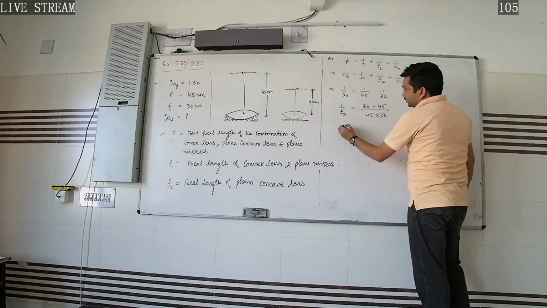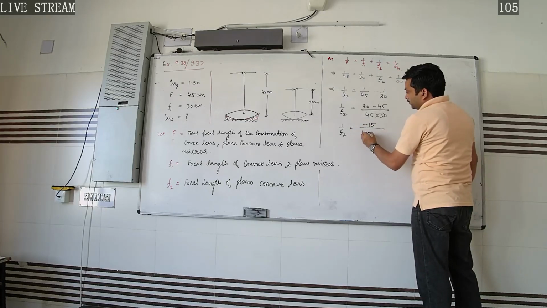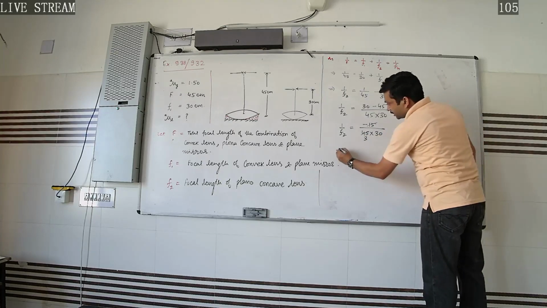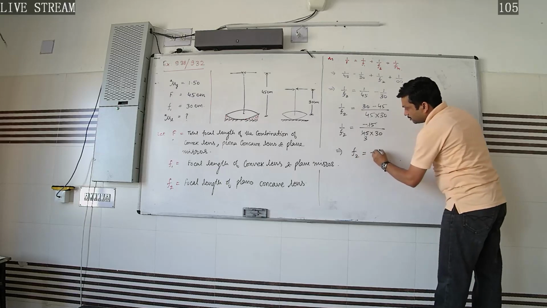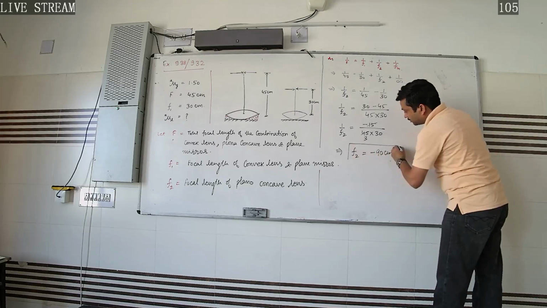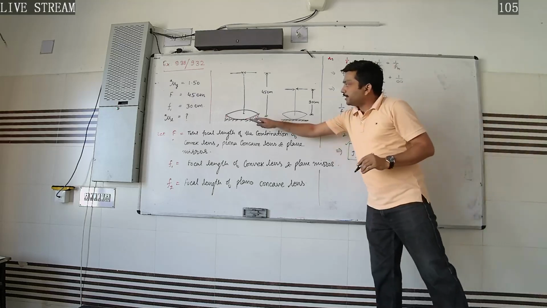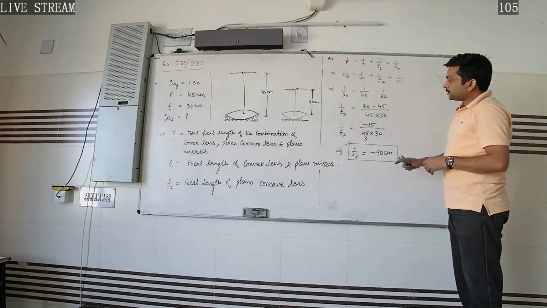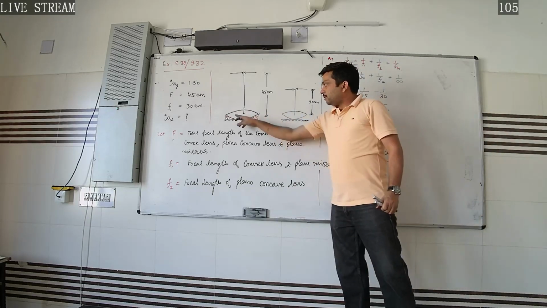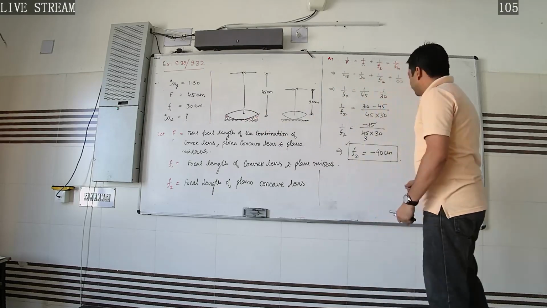So on solving it, what we get is 1 by f2 equals minus 15 over 45 into 30, which implies f2 is equal to minus 90 centimeters. So f2 is coming out to be negative, which means that it is the focal length of this plano-concave lens. Okay, we have calculated f2. Now it's time to calculate the radius of curvature of this plano-concave lens. Then we can calculate this refractive index mu.